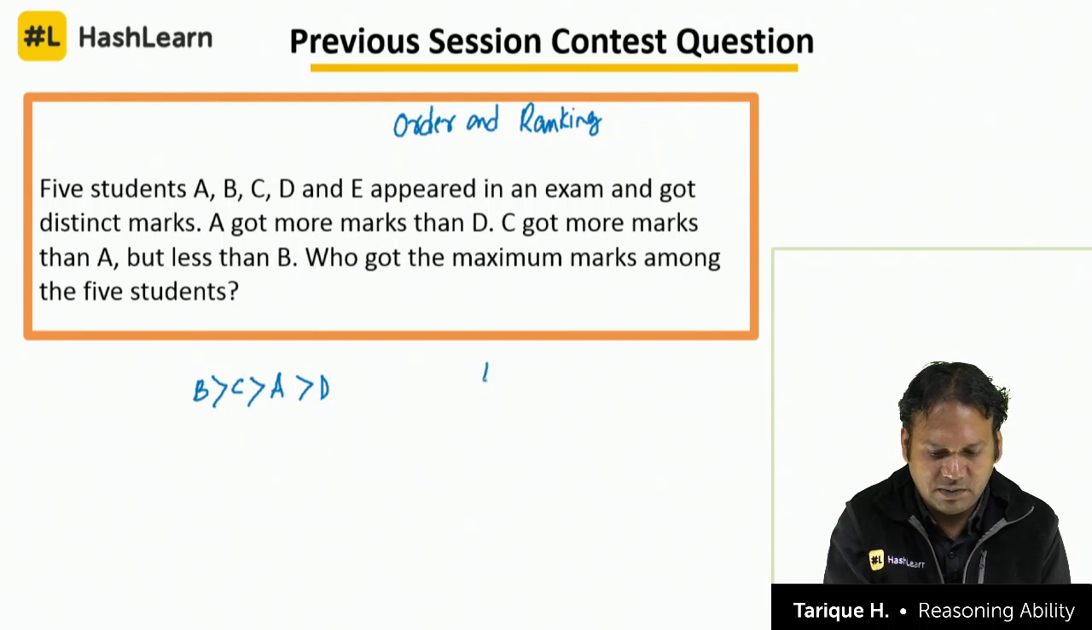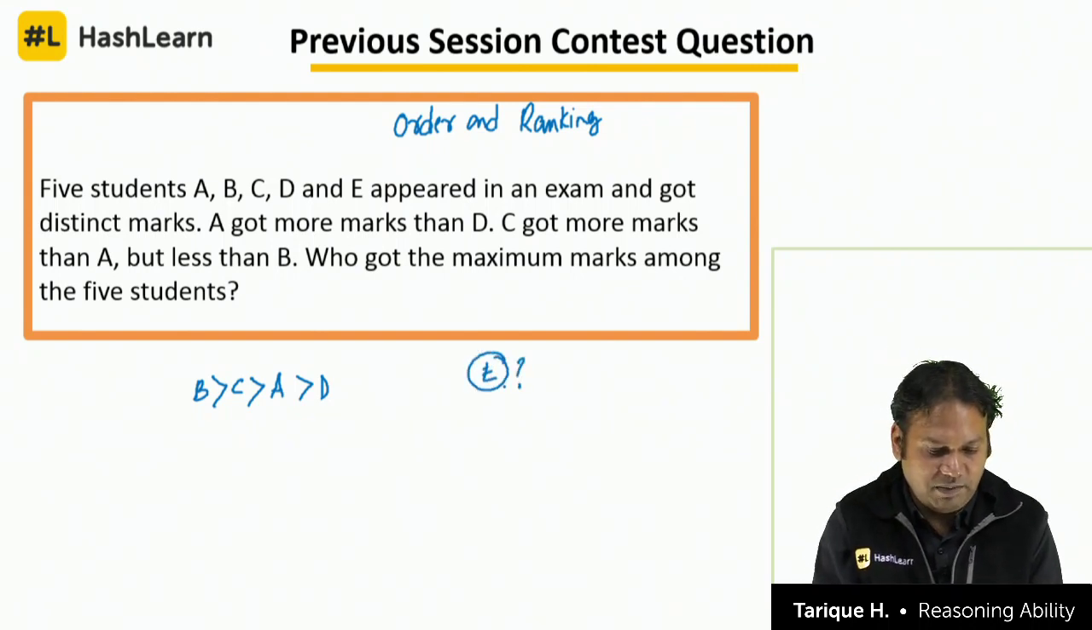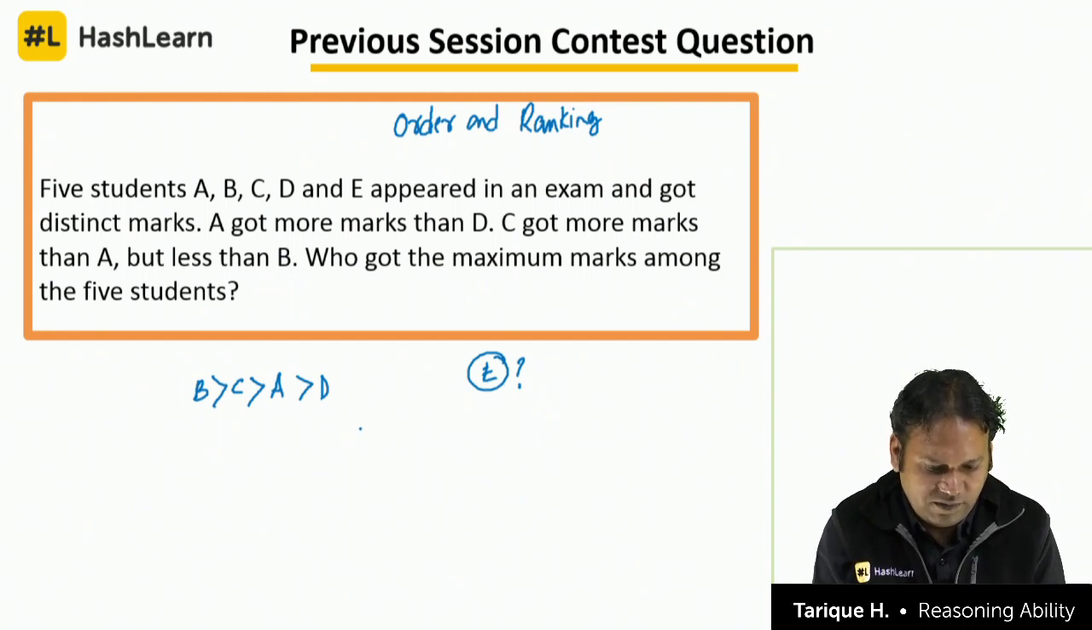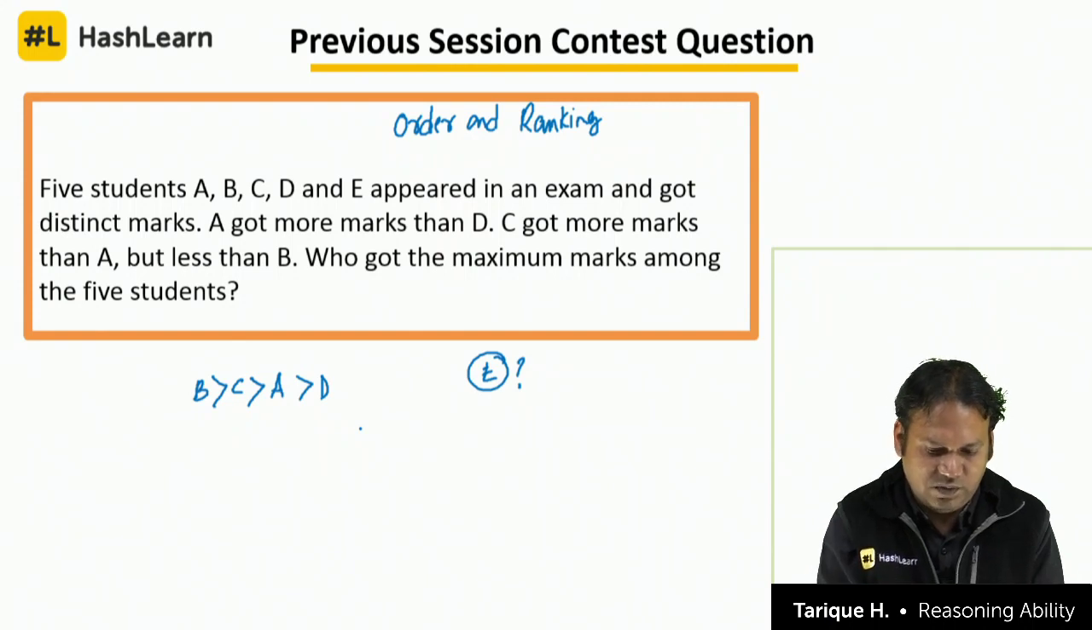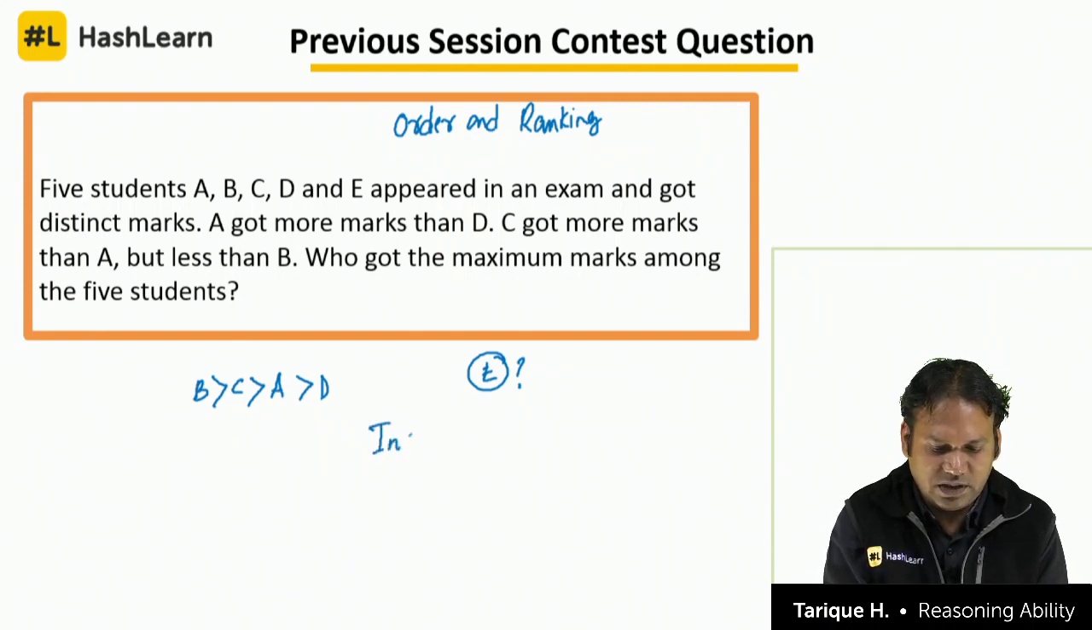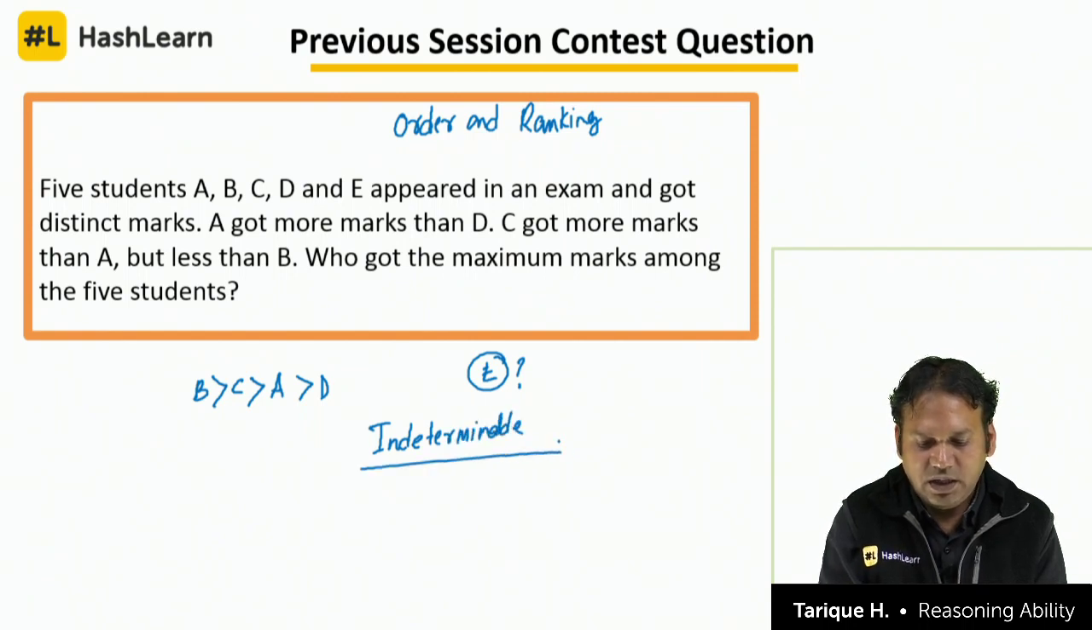We have no information about E. What about E? Where can E come? E can come after B also. So, we do not know the positioning of E and no other information is there about E. So, we can say the answer for this question is indeterminable. Okay? That is the answer for this question, indeterminable.